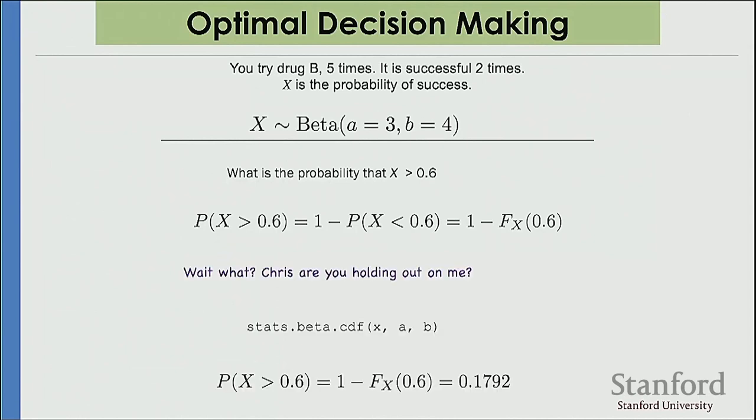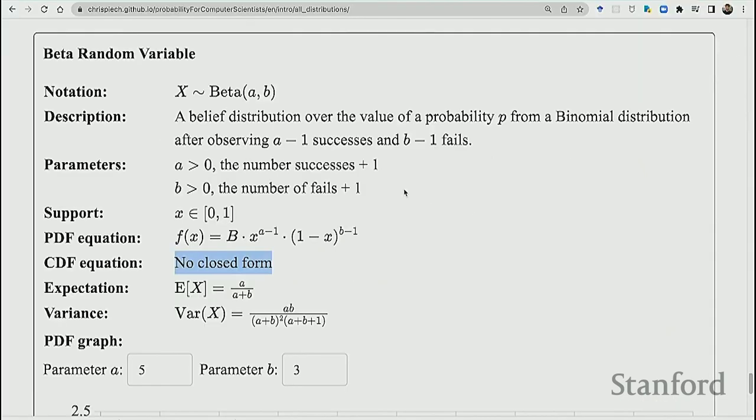So, you know, if I need the beta CDF, I don't use an equation, I go to Python. And Python has a numerical way of telling me the CDF of a beta. So anyways, you could do 1 minus stats.beta.cdf. You put in 0.6 for x and you put in your two parameters and you'll get a number back. Okay, phew. So even though there's no closed form for the CDF, I do want to point out that we just use Python, which uses a numerical approximator.